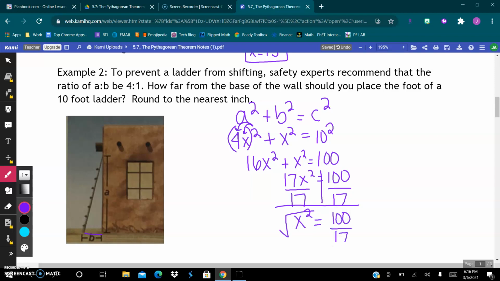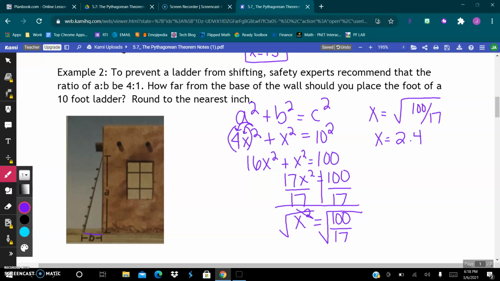And then I don't want to know what x squared is. I got to cancel that squared. So I have x equals the square root of 100 divided by 17. So when I do 100 divided by 17 and take the square root of that, I get x equals 2.4, and that's rounded to the nearest tenth. They say to round this to the nearest inch.